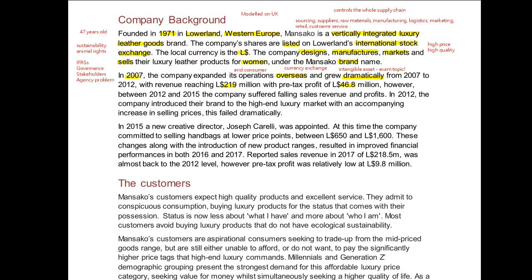And if they manage to grow dramatically in that 5-year period as a luxury leather goods manufacturer and retailer, the first thing to go when the world is experiencing turbulent economic times are the luxuries like leather handbags that cost $5,000. They managed to do well in that time. That's excellent. So they were doing something well there. And let's look at the numbers, right? So revenues reaching 219 million, pre-tax profits of 46.8 million.